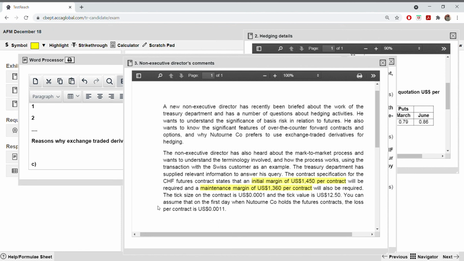Okay, the tick size on the contract. So what is the tick size? All this matters. Okay, you need all this information. Okay, tick size, tick value. Sometimes you don't need some information.